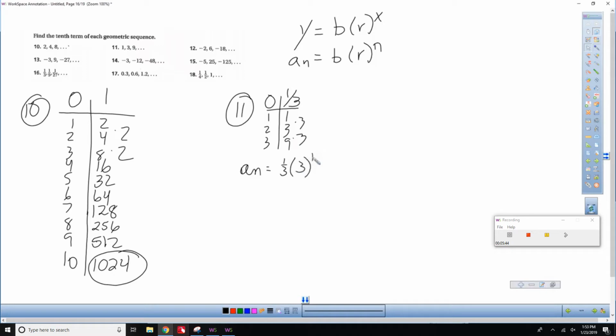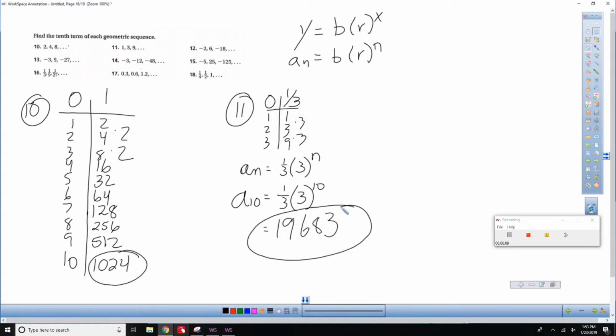In this, we want the 10th term, so we're going to put 10 in for what number? We're going to put 10 in for n, and let's see what we get here. 3 to the 10th, that's probably huge. And then divided by 3, so really it's 3 to the 9th is going to be the answer. $19,683. Okay, let's do one more from this page.